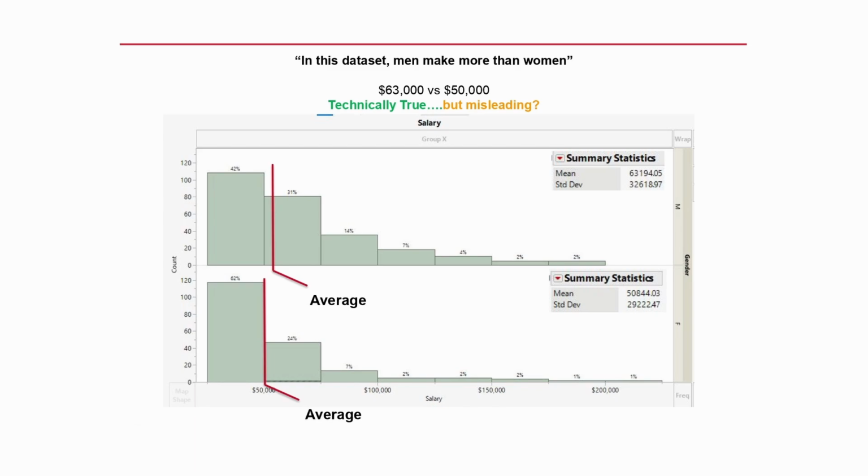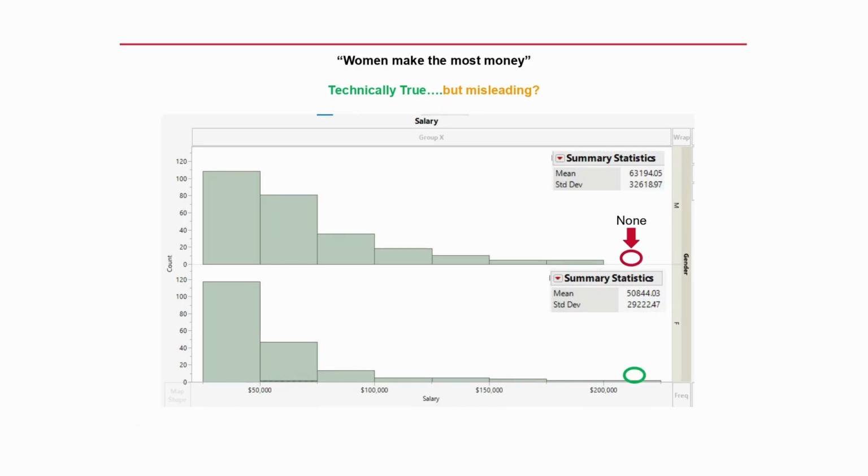So you can see on the top that the men make on average $63,000, and on the bottom, women make an average of $50,000. Now, if somebody wanted to summarize this by saying that men make more than women, on average, that is technically true, but awfully misleading. Because although 63,000 is more than 50,000, there are a lot of women in the bottom graph that make a lot more than the men in the top graph. And honestly, there is a few women who have the highest salaries between both groups.